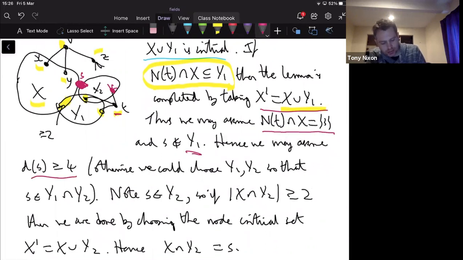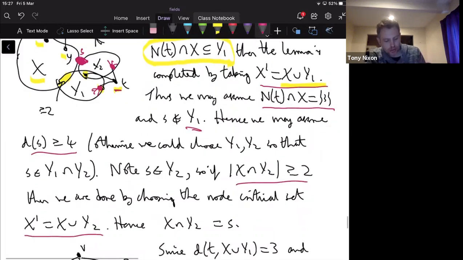if X intersect Y2 is greater than or equal to 2, then we can do the same thing, because this neighbor in Y1 that's not in Y2 has degree at least 4. So X union Y2 would be the desired node critical set that's bigger than X. Hence, X intersect Y2 is exactly S. So this intersection of X and Y2 is exactly this one vertex S.